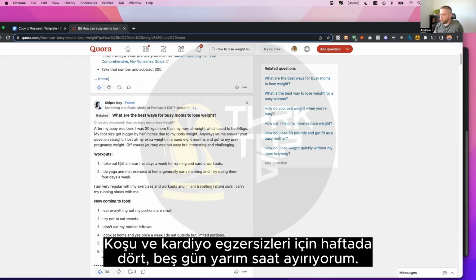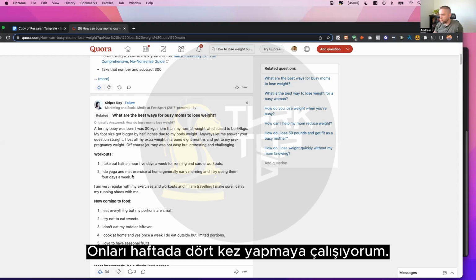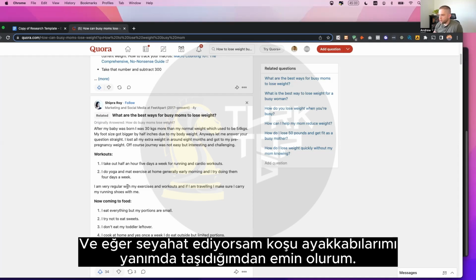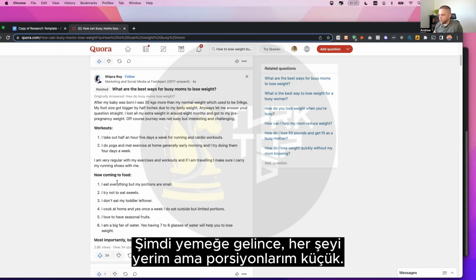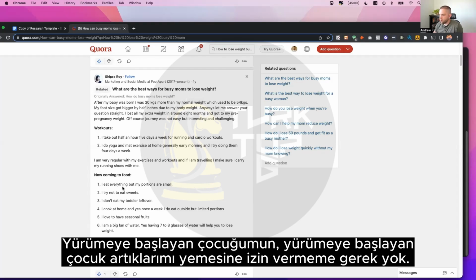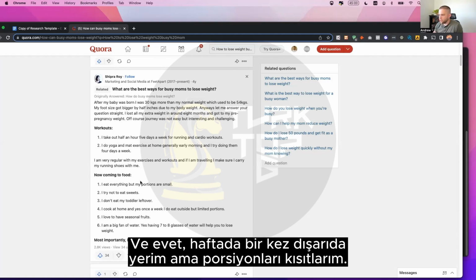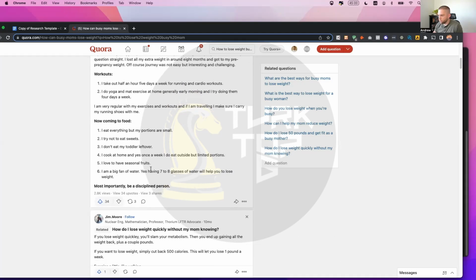"Workouts. I take a half hour, 5 days a week for running and cardio workouts. I do yoga and mat exercise at home, but generally early morning, and I try to do them 4 times a week. I'm very regular in my exercise and workouts, and if I'm traveling, I make sure I carry my running shoes with me." Definitely was translated. "Now coming to food, I eat everything, but my portions are small. I try not to eat sweets. I don't eat my toddler's leftovers. I cook at home, and yes, once a week I do eat outside, but limited portions." Boom, disciplined person.